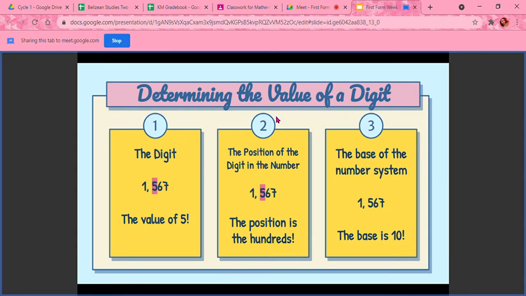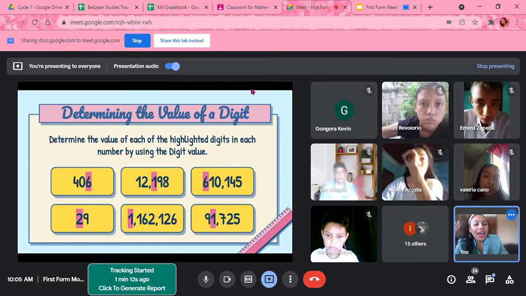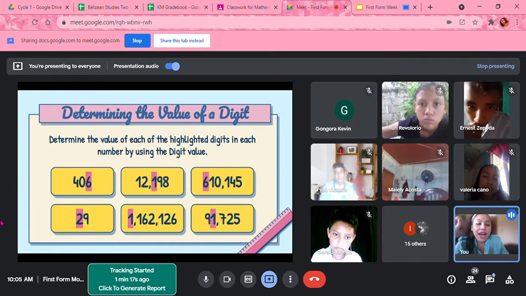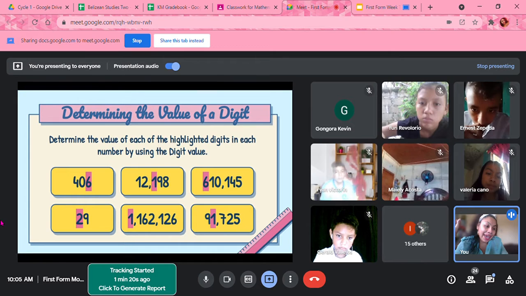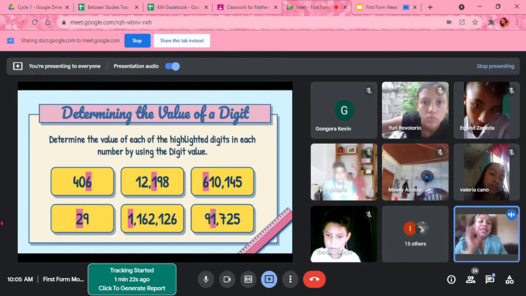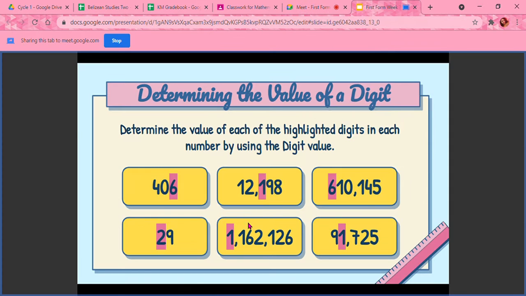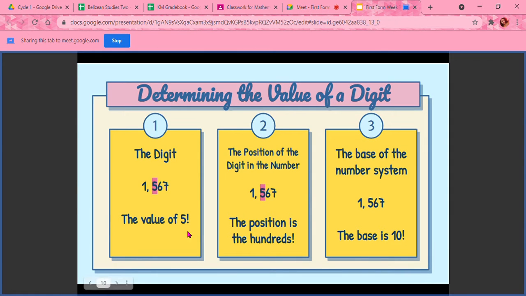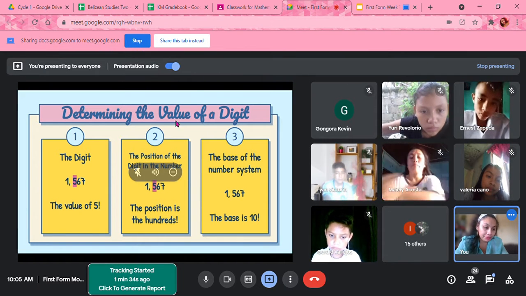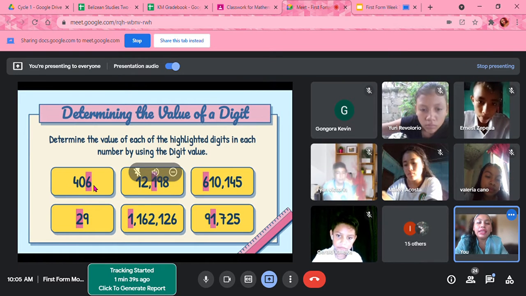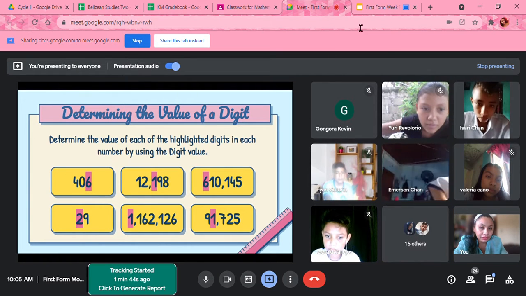Let's move on. I want you guys to tell me the value of each of the highlighted numbers by telling me what the digit value is. So this is the first one. I want you to tell me the digit value. Alright? So the first one, what is the digit value of this? The highlighted one. 6. Very good.